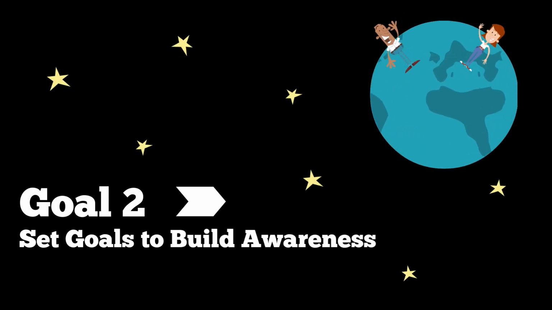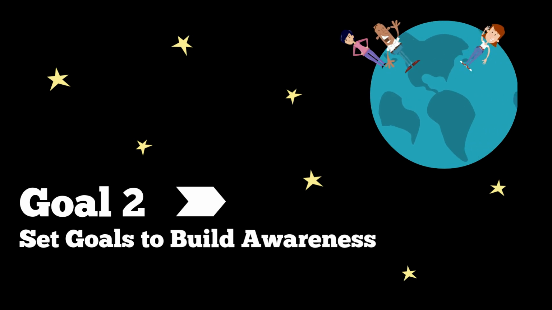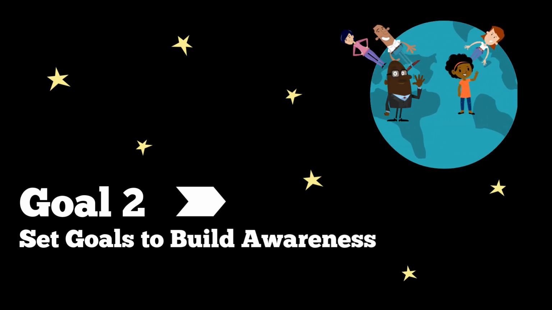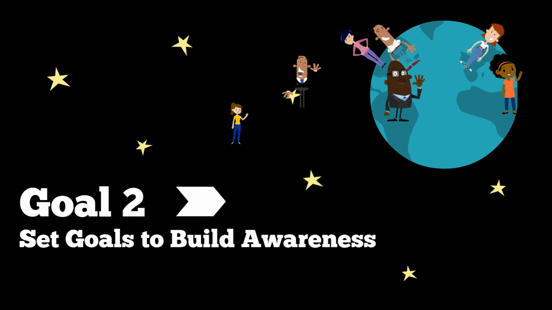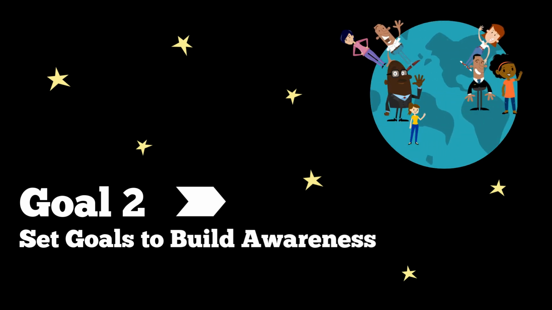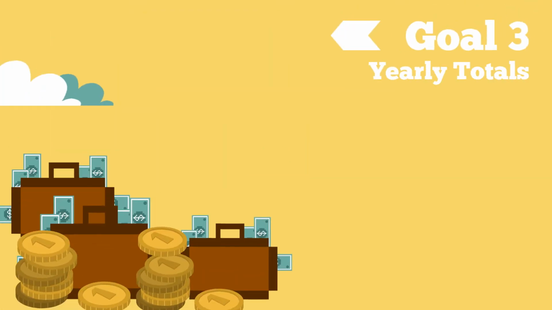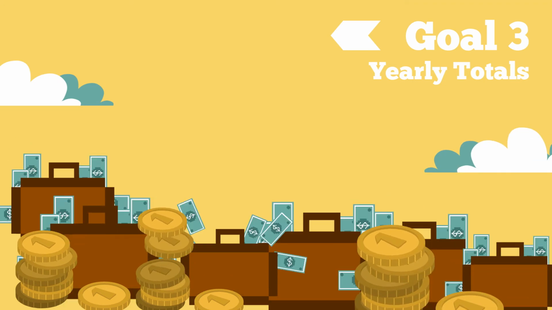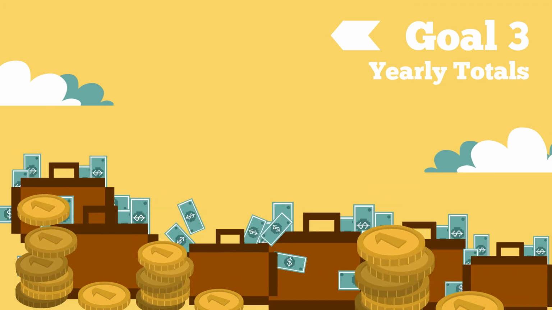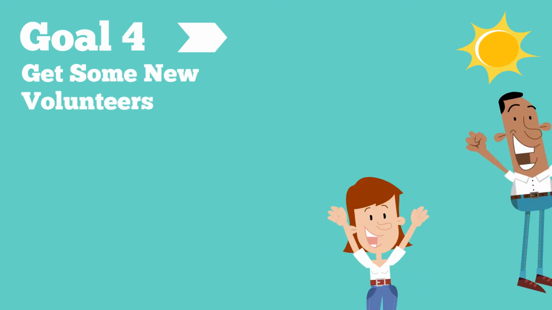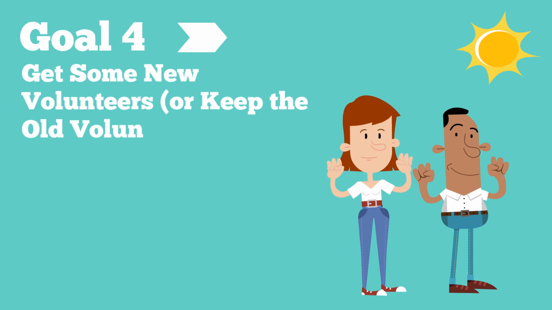The second goal is to build awareness. You can track this by measuring new donors. How many new donors are you getting and how are they finding you? For example, if you are increasing your new donors from social media, then you may be doing good with awareness. The third goal you should be setting has to do with yearly totals. You should be increasing this year over year. The fourth goal you should set has to do with volunteers. Set goals on keeping your current great volunteers and attracting new ones.